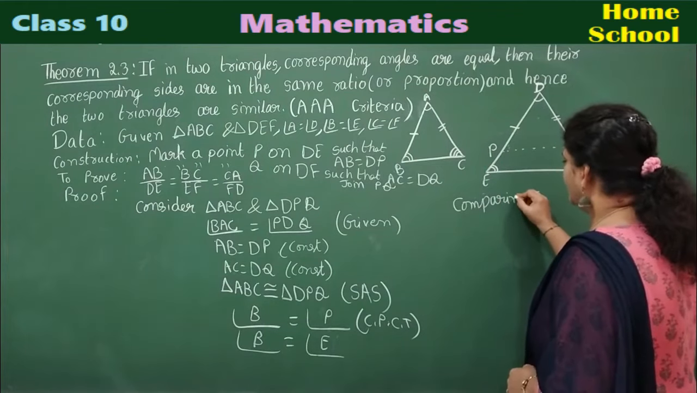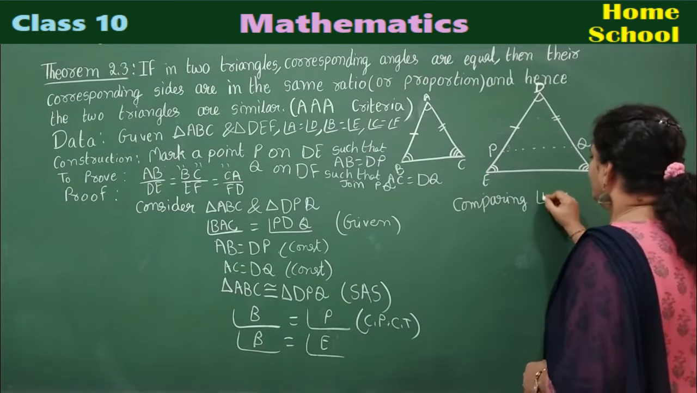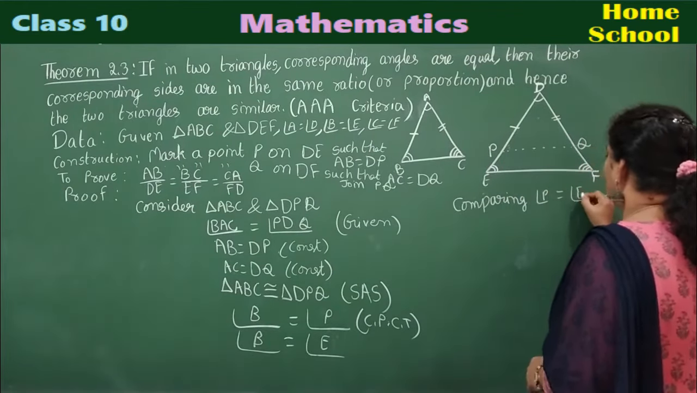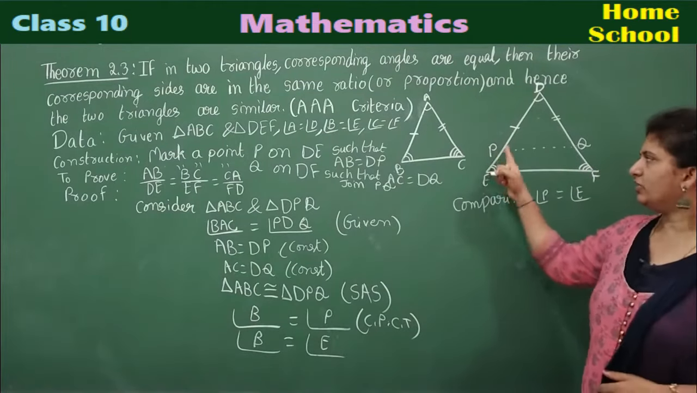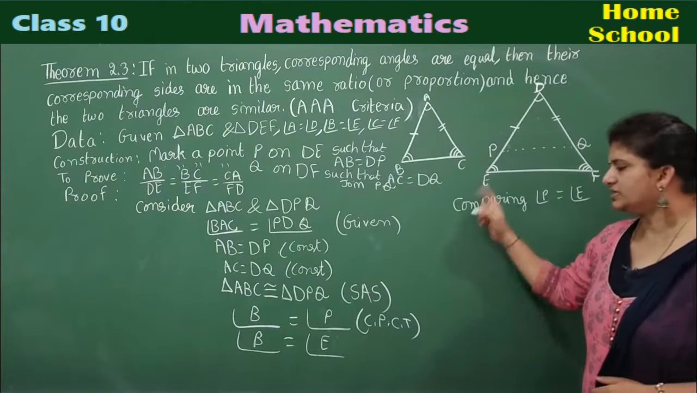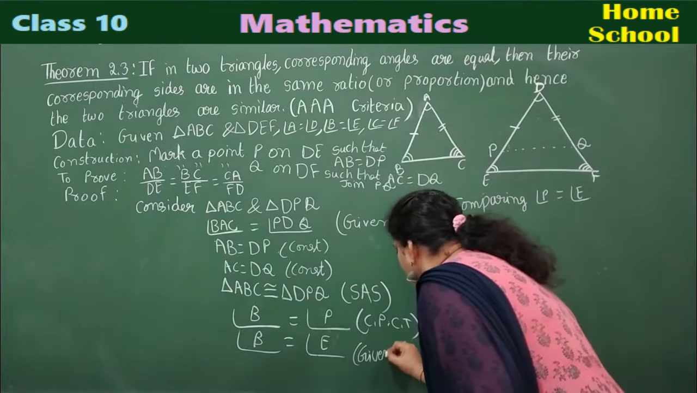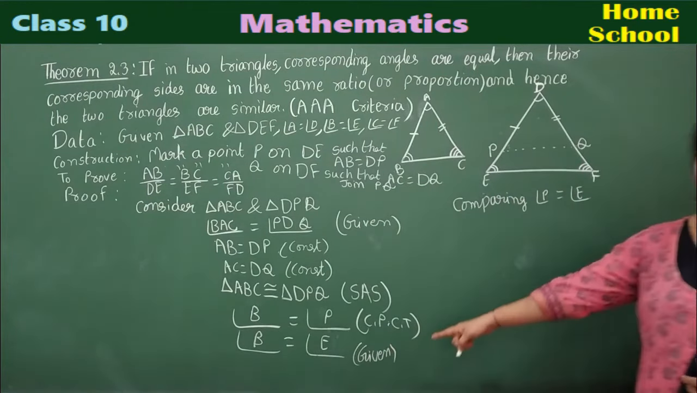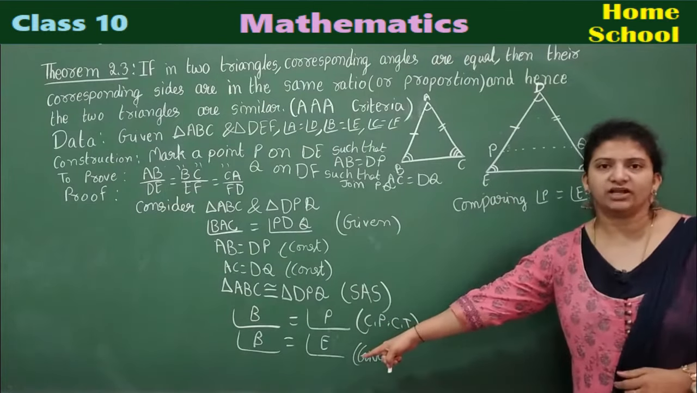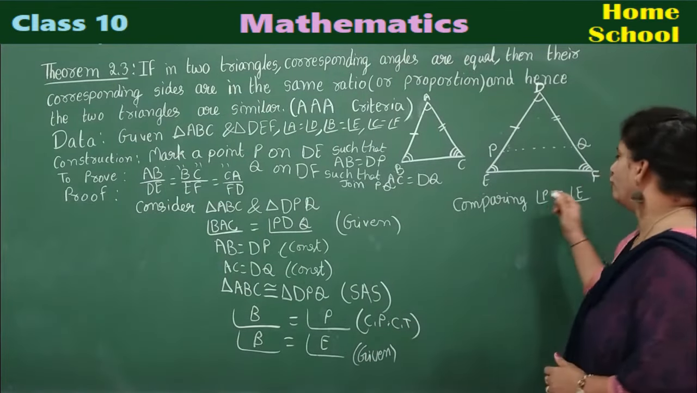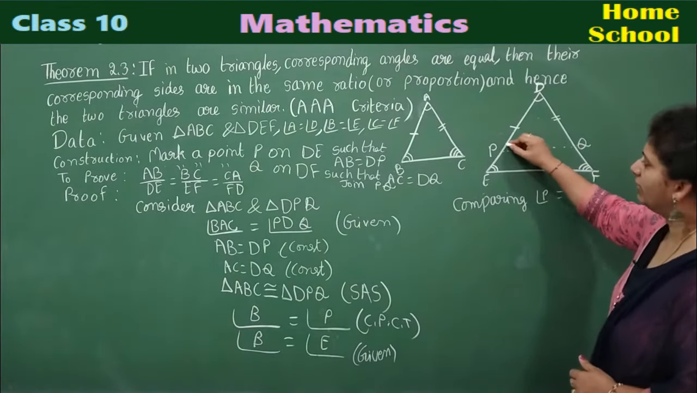On comparing, what can you write here? Angle P is equal to angle E. This equal to this and this equal to this. How are you saying this? By given data. By given data, angle B is also equal to angle E. Therefore, angle P is equal to angle E.